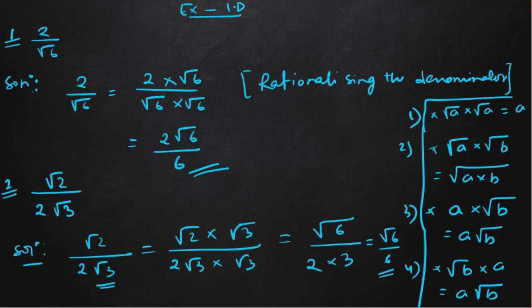Let us do the solution of exercise 1D. Okay, so all of you open page number 19. The question is: rationalize the denominator of each of the following, from question number 1 to question number 10. So what does rationalizing mean?